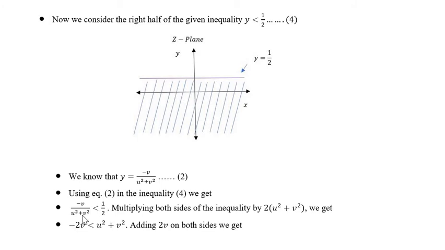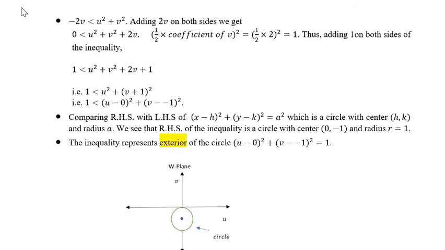Minus v upon u square plus v square less than 1 upon 2. Multiplying both sides of the inequality by 2 into u square plus v square, we get minus 2v less than u square plus v square. Now adding 2v on both sides, we get 0 less than u square plus v square plus 2v.